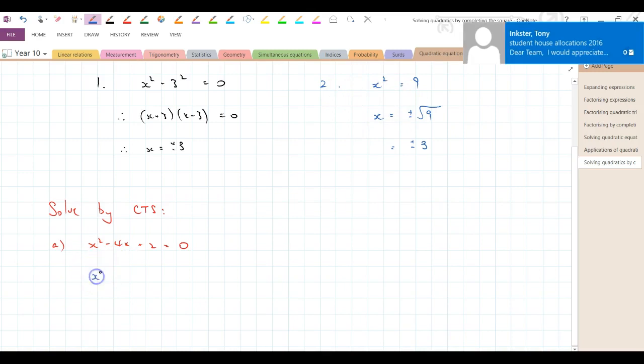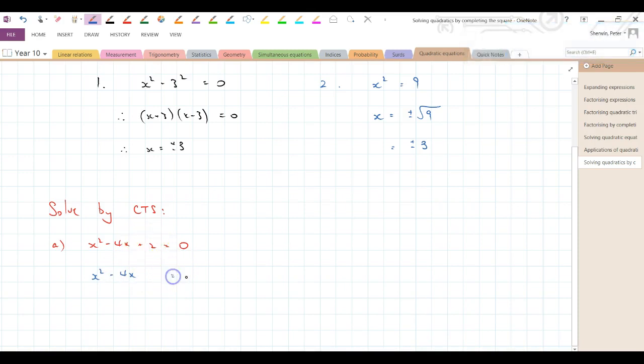So the first thing I'm going to get you to do is clear this 2 over the other side of the equation. So the plus 2, we're going to bounce over the other side of the equation to become minus 2. So on the left hand side we've just got x squared minus 4x.